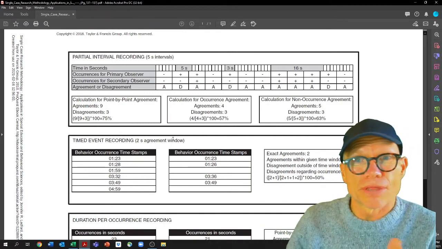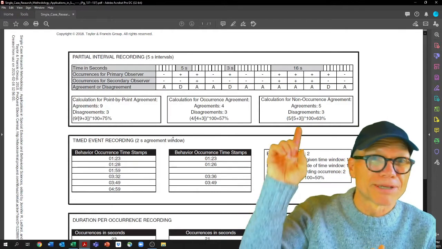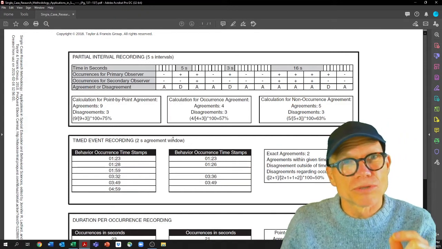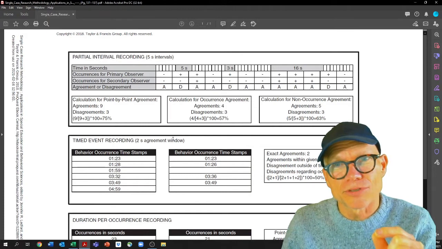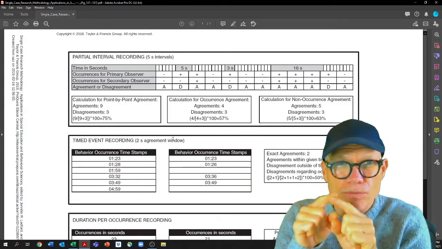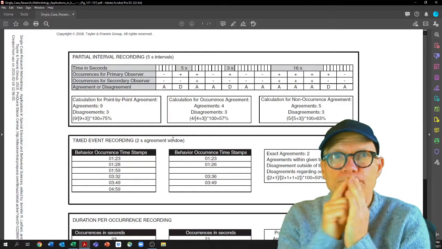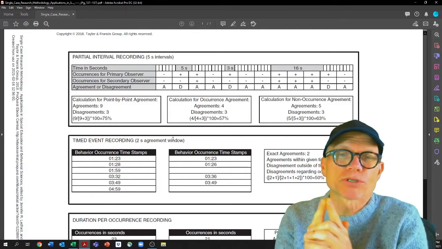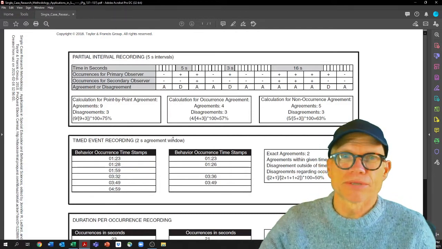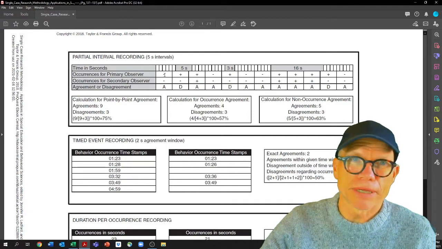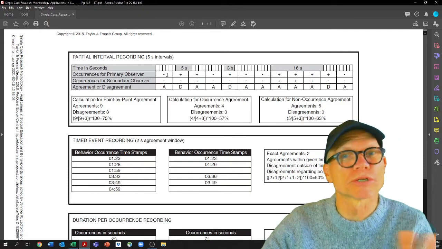So here you can see, let's see if I can point properly, I probably can't. You can see that across that top row there are 1, 2, 3, 4, 5, 6, 7, 8, 9, 10, 11, 12 boxes. Each one constitutes 5 seconds, so that each one of those rows is a minute. Or 60 seconds, right? So a minute. So what that means for partial interval recording is if there is a negative in the box, that means no behavior happened at all at any point during that 5 seconds, not any partial part of the interval.